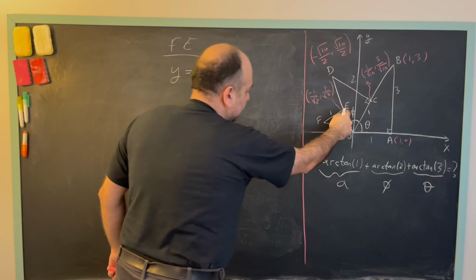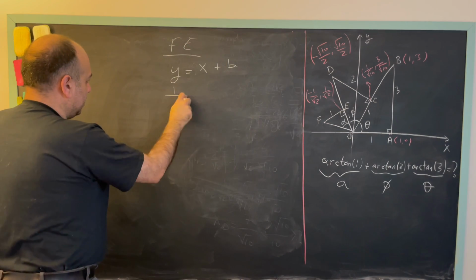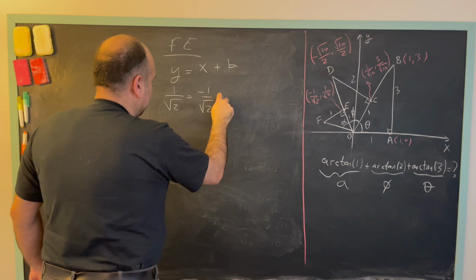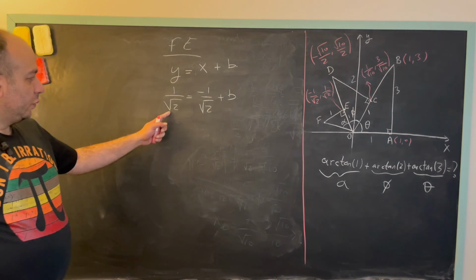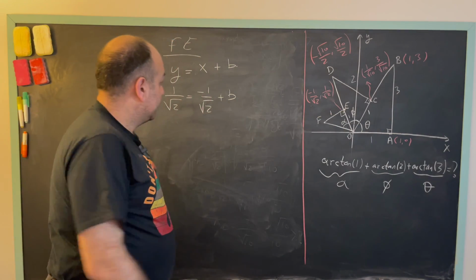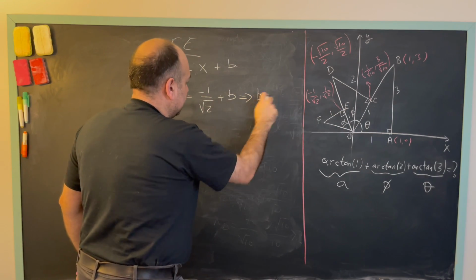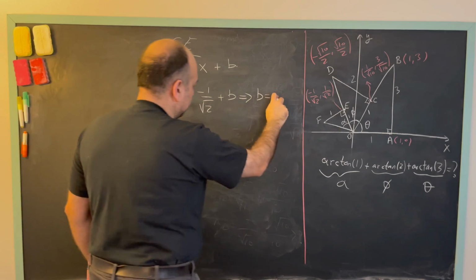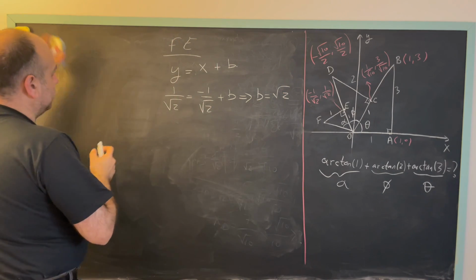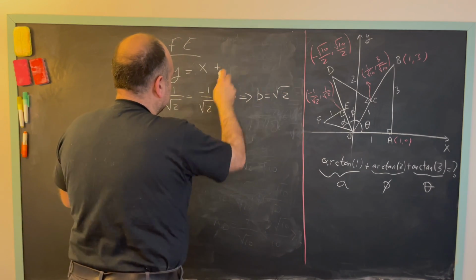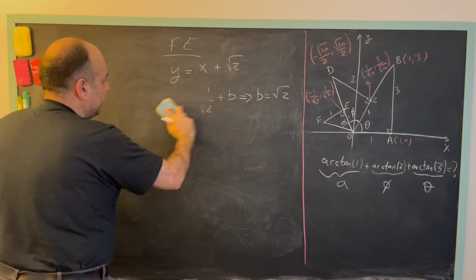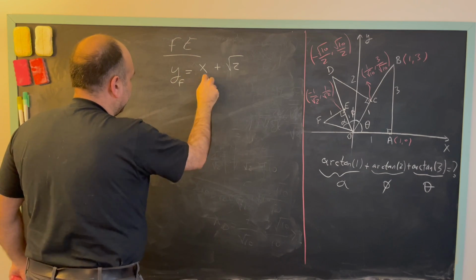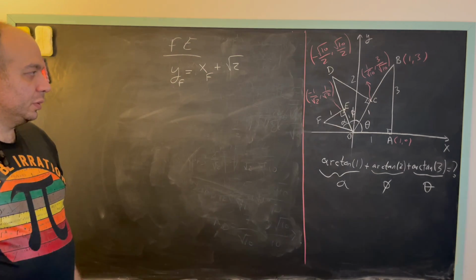Well, I know the point E is on this line segment. So I can use its coordinates, y equals x plus b, with the y and x coordinates of point E. So this gives me that b is going to be equal to 2 over square root of 2, which is equal to square root of 2. This is good. So instead of b, I can simply write square root of 2 here. And I know that point F is on this line segment. So I can write yf is equal to xf plus square root of 2.